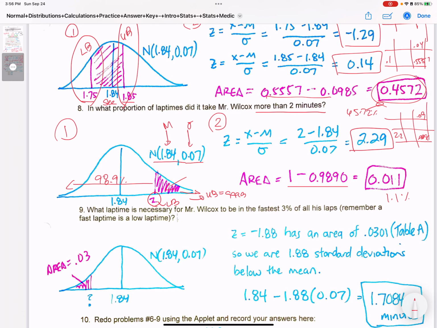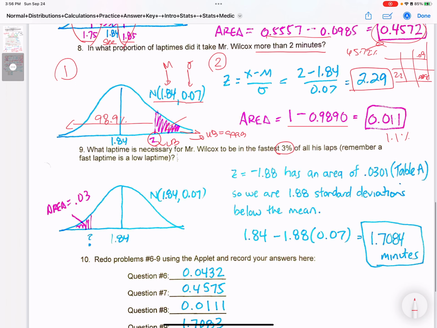Okay, so then this one, what is the lap time necessary for Mr. Wilcox to be the fastest 3%? So the fastest 3% is the lowest lap time, because I want it to be on the area. And so this here is going to give me the area 0.03. So the first step we're going to draw.